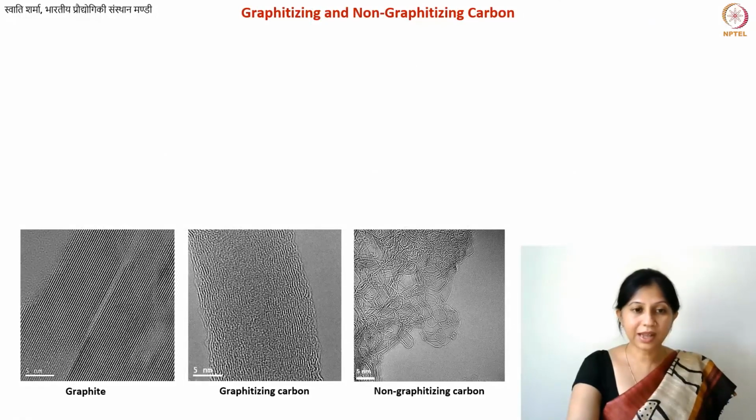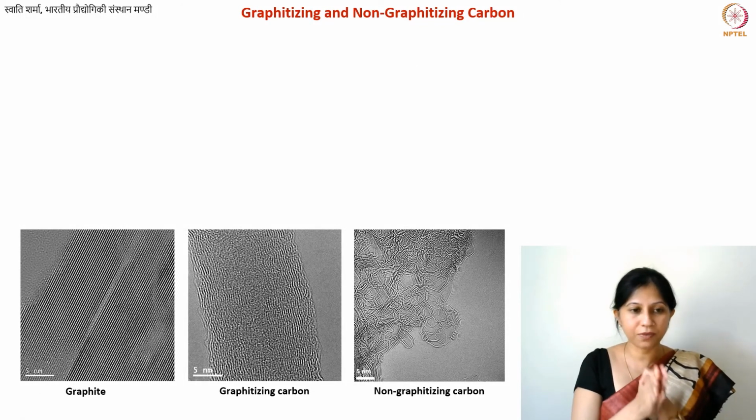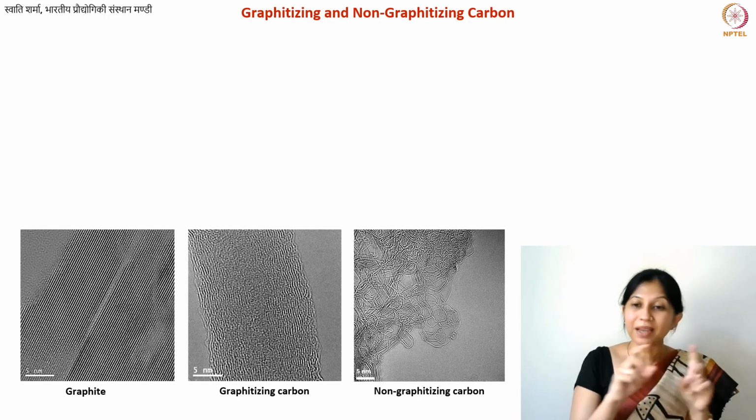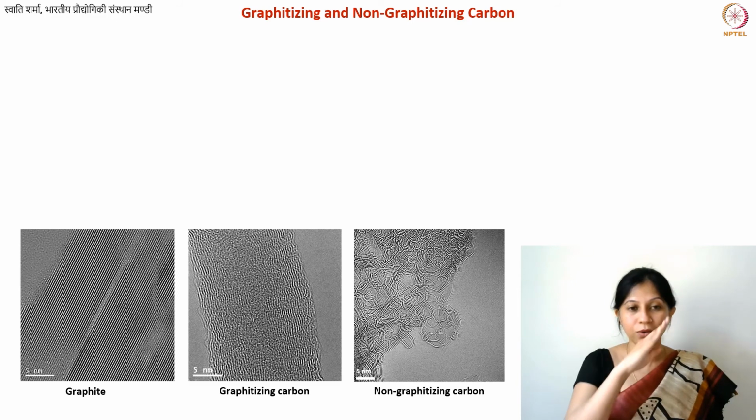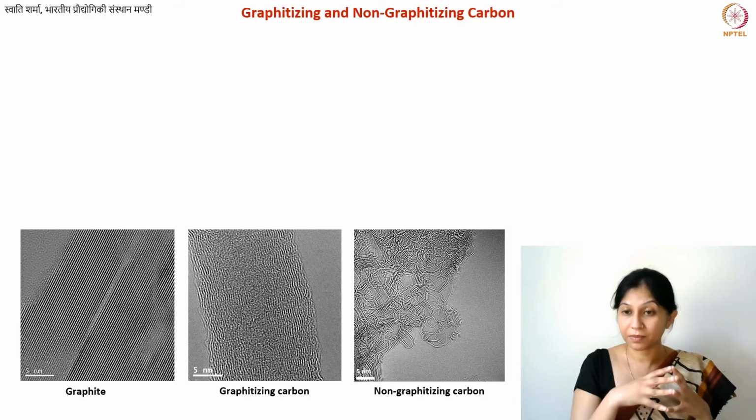So here on this slide, for today, this is good enough, so that you see the microstructural difference. You see these are three transmission electron microscope images. In each case, the scale bar is 5 nanometer. The first one indicates graphite. Now you know what the layer separation is in the case of graphite: it is 0.335 nanometer.